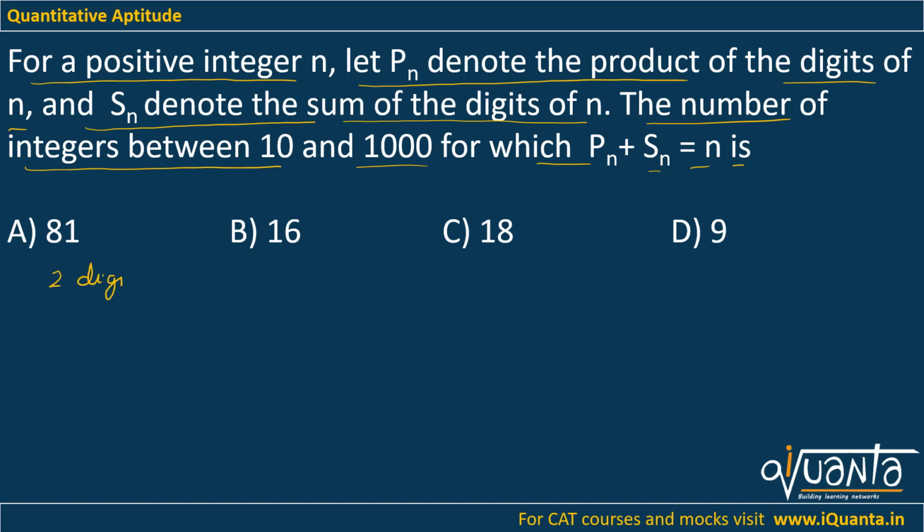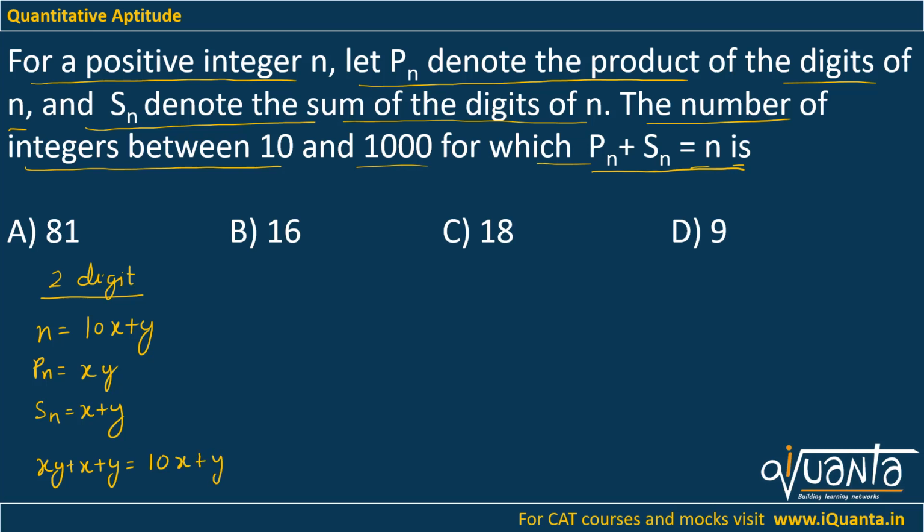If we look into 2 digit numbers, then a number n of 2 digits can be written as 10x plus y. This will be the value of n. Pn will be the product of digits, that means x into y. Sn will be the sum of digits, that means x plus y. So we'll try Pn plus Sn equals n for a 2 digit number. It will be xy plus x plus y equal to 10x plus y.